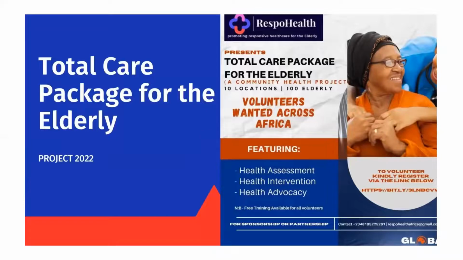And again, this is the total care package for the elderly for 2022 from Respo Health Africa. Our vision is to continue to promote responsive health care for the elderly. We have started with 100 elderly, and we hope that we'll be able to give them comprehensive health assessments, link them up or provide adequate care interventions for them, as well as care advocacy.